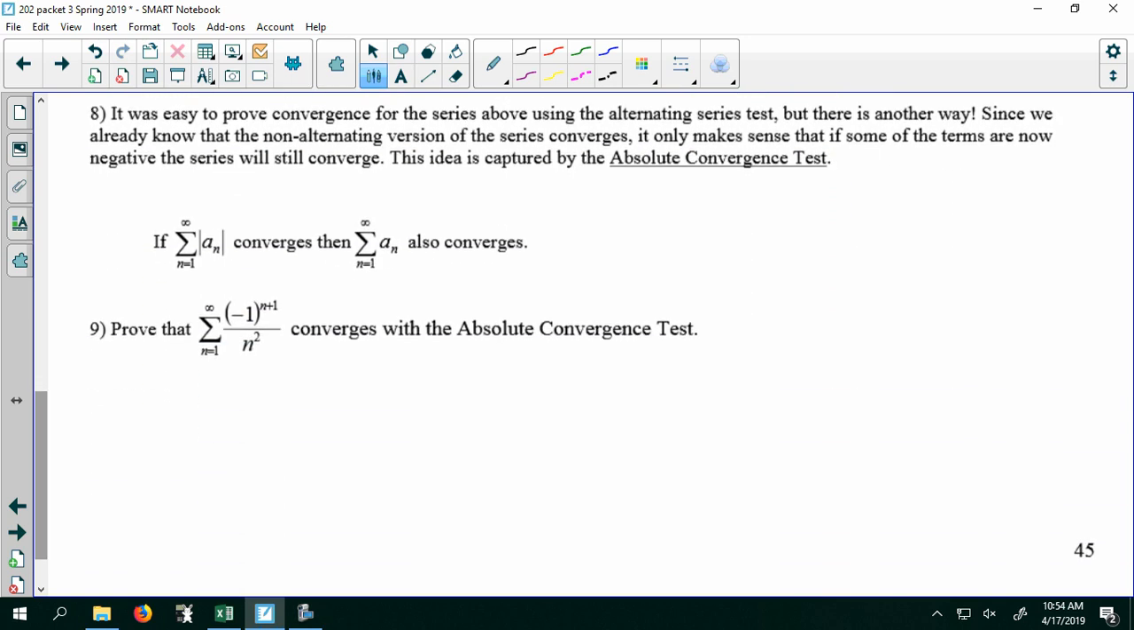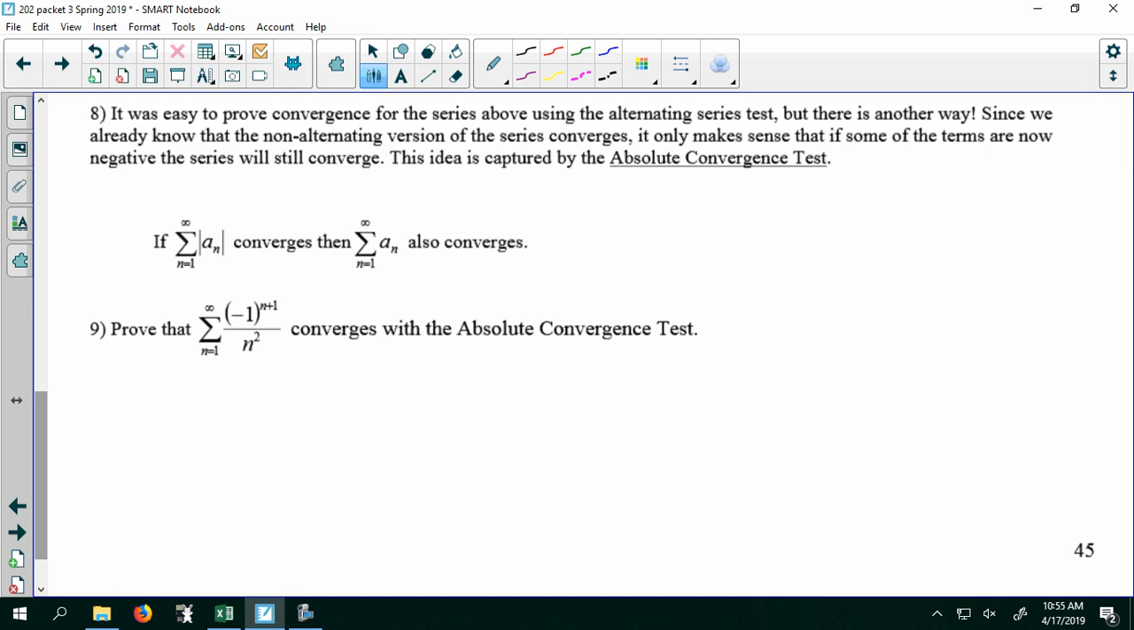All right, it's easy to prove convergence using the alternating series test. All you have to do is write that sentence. The terms are decreasing towards 0 and the signs are alternating, so it converges. But if you already know that the non-alternating version of your series converges, it only makes sense that if some of the terms are now negative, the sum would be smaller. Smaller than a finite number is still finite, right? So if you take a convergent series and make some of the terms negative, it will still be convergent.